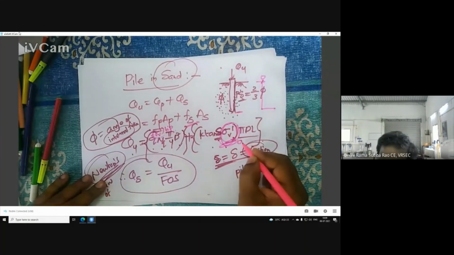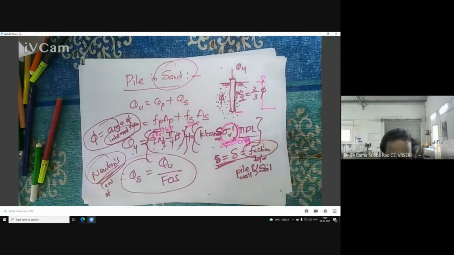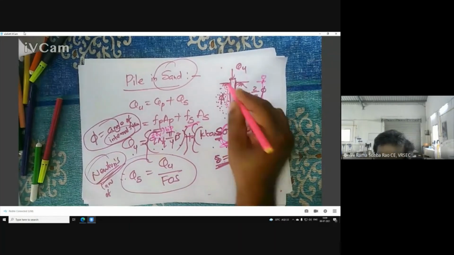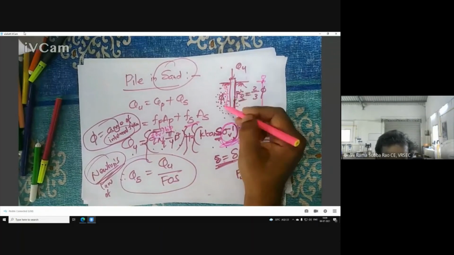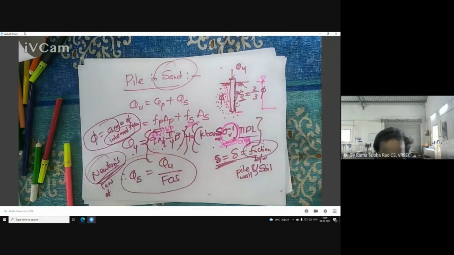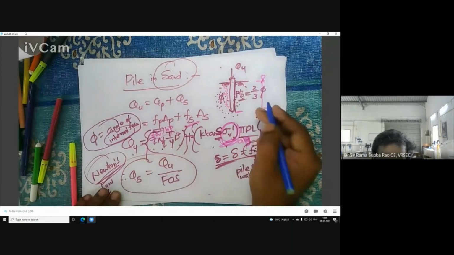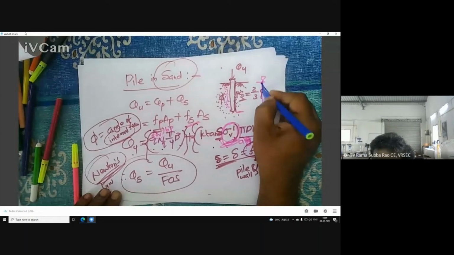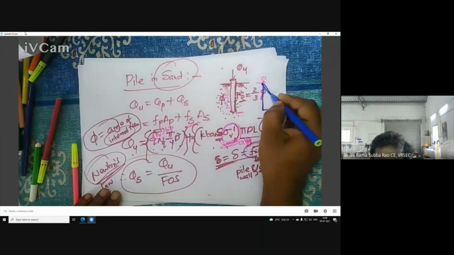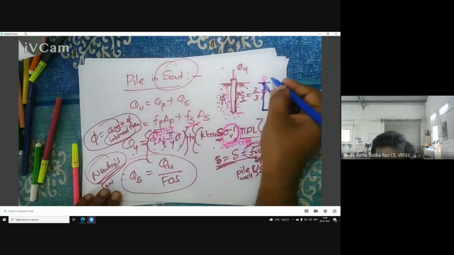Sigma v dash average. Why am I writing average? Because it is skin, so the portion of skin is more. That's why we need to take average. But here one point I have to tell you. People have done research in the area of piles in sand. What they observed is that effective stress varies up to a certain depth, and thereafter it is constant. This is an interesting observation found by the researchers.